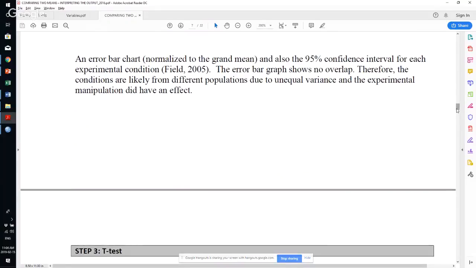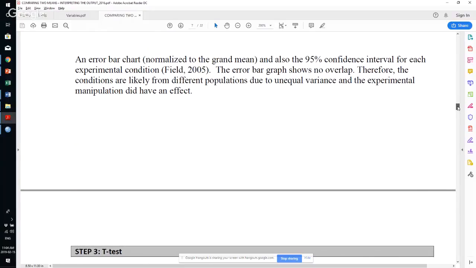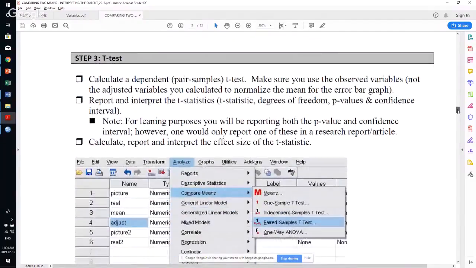So here, it's a 95% confidence interval. We say there's no overlap, therefore the conditions are likely from different populations. They have unequal variance, and so our experiment did have an effect. But we don't know if that's statistically significant. I would bet $100 that there's no overlap, but we don't know at what level. So we have to calculate a dependent or paired samples t-test.